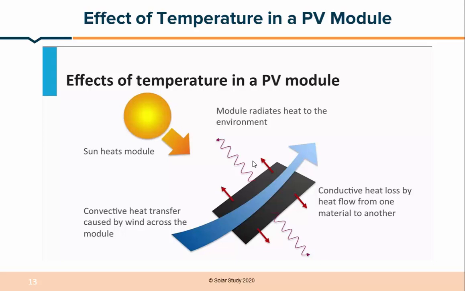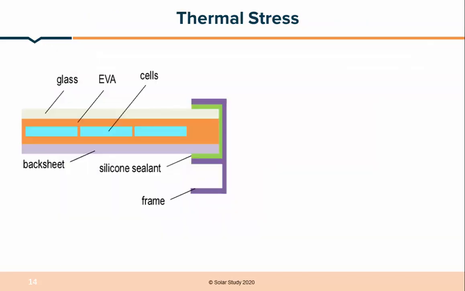So at that time we have to check the PV module and the PV data: how much power it is generating, and analyze how much the module is producing. Then we have to claim the warranty in this case. Next we will see the thermal stress.